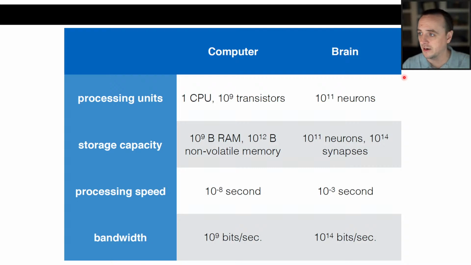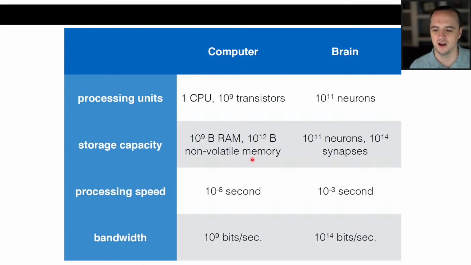what the brain does a little bit. The differences between a brain and a computer. So here we have two columns. One is for the brain and one is for a computer. In terms of processing units, a computer has typically a few CPUs, maybe a few billion transistors. The brain instead has 100 times more neurons than a typical computer has transistors.